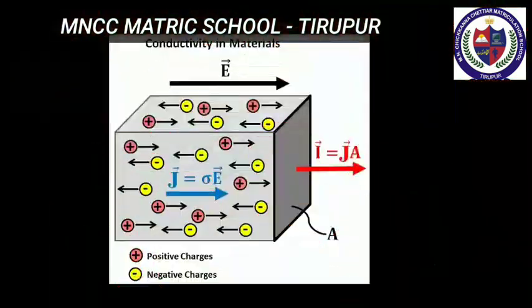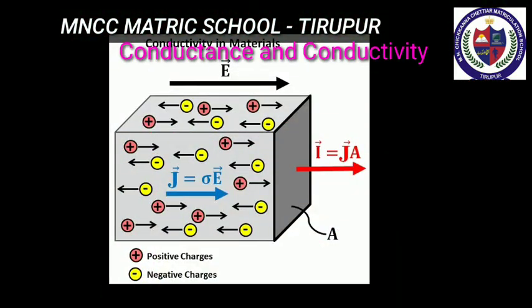Next, we move to conductance and conductivity. Conductance is defined as the reciprocal of resistance. That means G is equal to 1 by R. Its unit is ohm to the power minus 1. It is also represented as mho. Here G means conductance of a conductor.